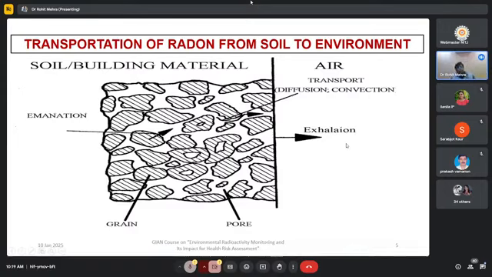So we can perform emanation studies also, that is within the soil or within the building materials. We can perform exhalation studies also. Yesterday, or rather the day before yesterday, I was discussing that you can go for two types of exhalation studies, mass exhalation or surface exhalation.